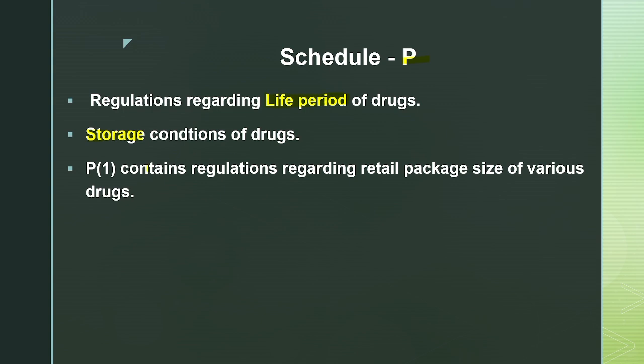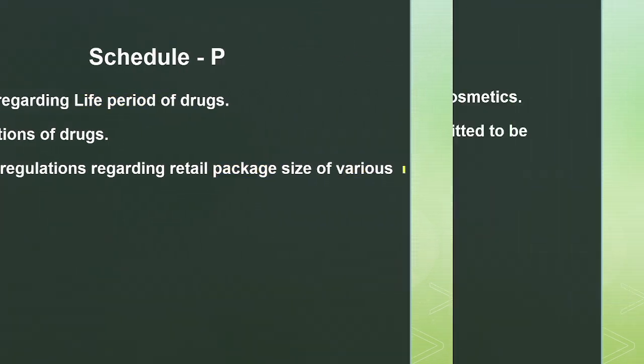Next, it also deals with Schedule P1. Schedule P1 mostly deals with the regulations regarding packaging size: how much the packaging of the product is to be, in the range according to Schedule P, what the life period of the drugs is, and what materials are to be used for the packaging of pharmaceutical products. Okay, this is about Schedule P.